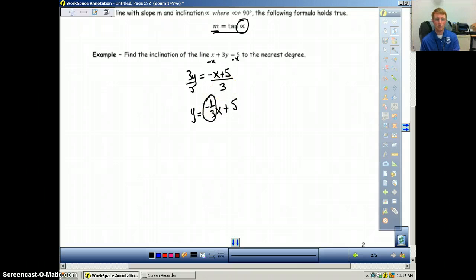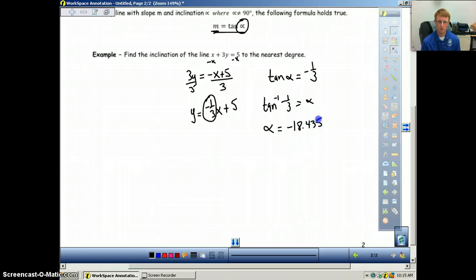We already know that. So what we're going to do is use this equation to actually solve. So that means we're going to have the tangent of alpha equals negative 1/3, because that's what slope is. Slope is equal to negative 1/3. So now we're going to solve. Inverse tangent of negative 1/3 will give us our alpha. So our alpha is equal to, when we use the calculator, negative 18.435. So again, I wish this was always simple, but it's not, because we can't have an inclination of negative 18.